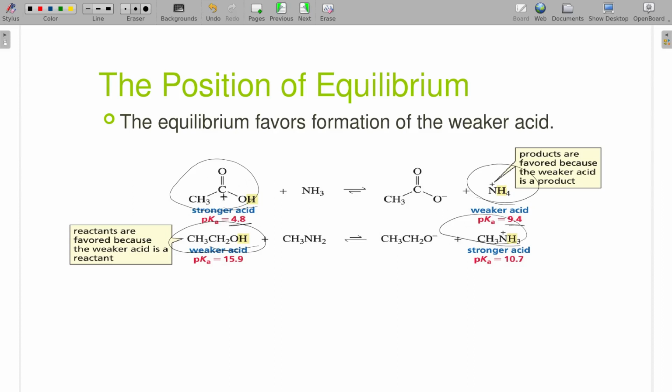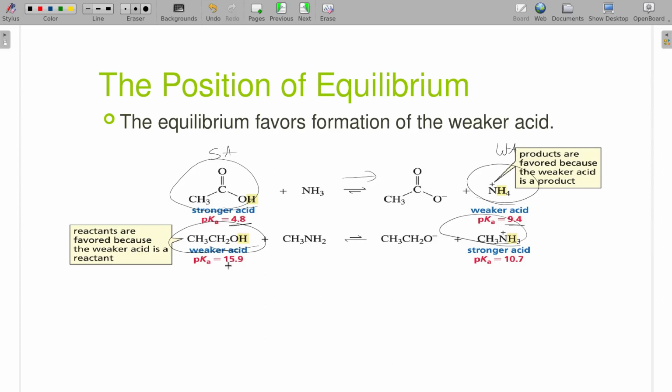All carboxylic acids have a pKa around 5. All ammonium ion complexes, nitrogen positive, have a pKa close to 10. The stronger of these two is the smaller number. So this side would be the strong acid, this one would be the weak acid, and our arrow will always go away from the strong side.